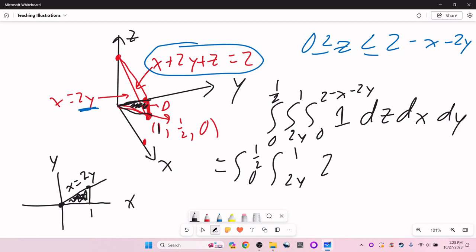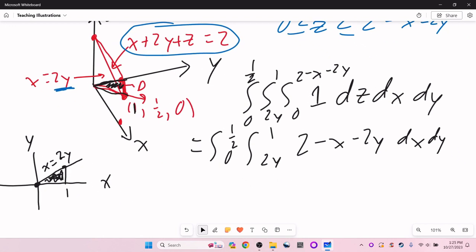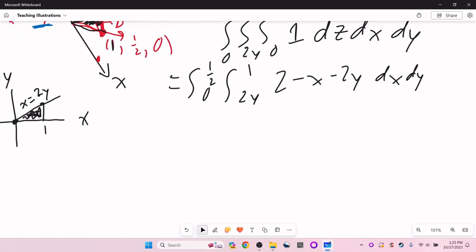Then this will just become 2 minus x minus 2y dx dy. Because you place that 1, you do the integral, it gives us z, and then you plug in the top for z, the bottom for z, it'd be this minus 0. And so, like I said, this is the same as we did earlier when we found volume integrals by declaring the ceiling to be the function you're integrating, and then integrating across the region on the floor. So it ends up being the same thing as we did before.